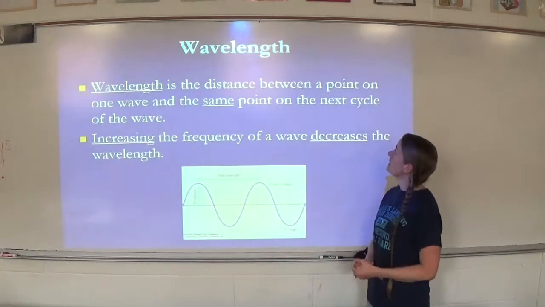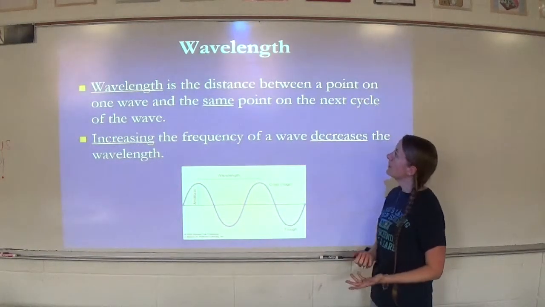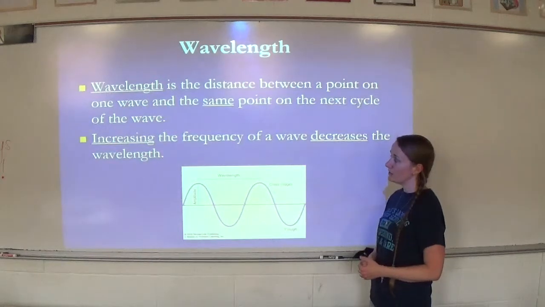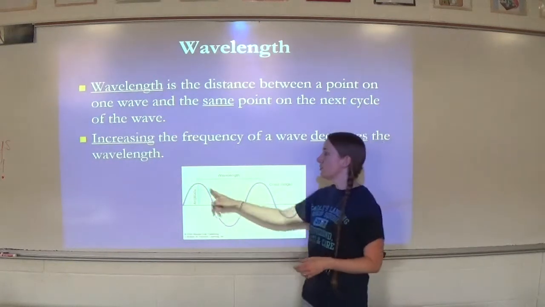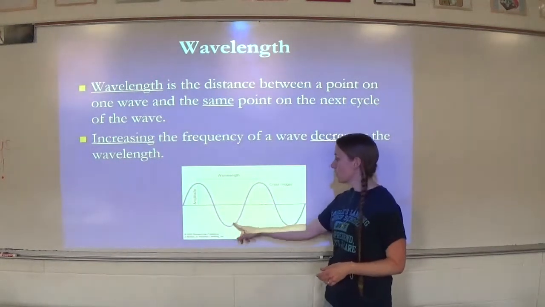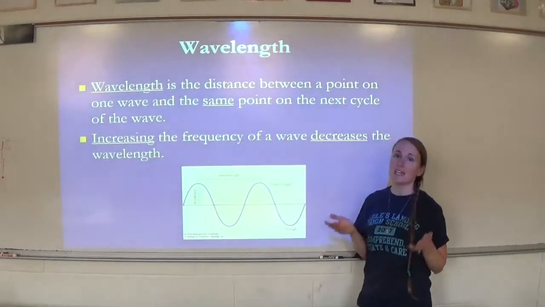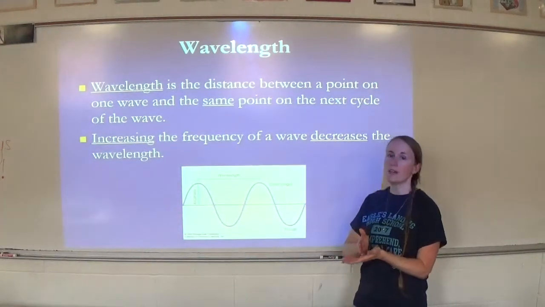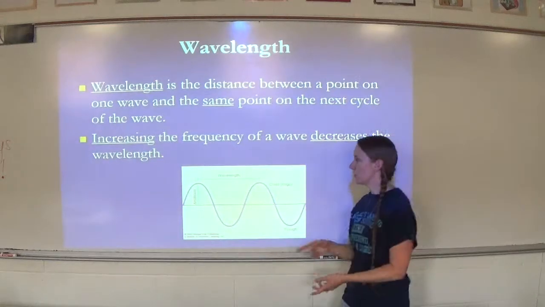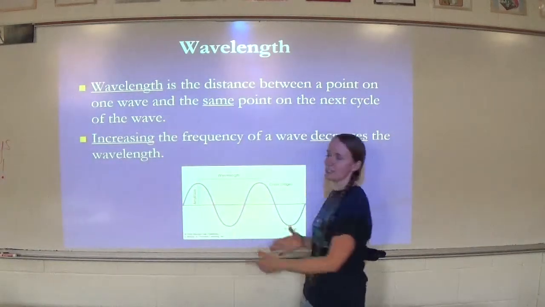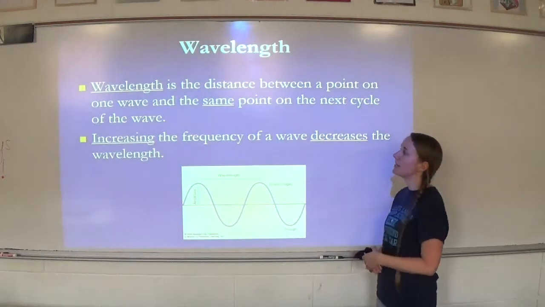So wavelength is the distance between a point on one wave and the same point on the next cycle of the wave. Most of the time we say wavelength is crest to crest or trough to trough, but it's actually any point on one wave to an equal point on the other. It's just easiest for us to find two crests or two troughs, so that's why we usually use that.